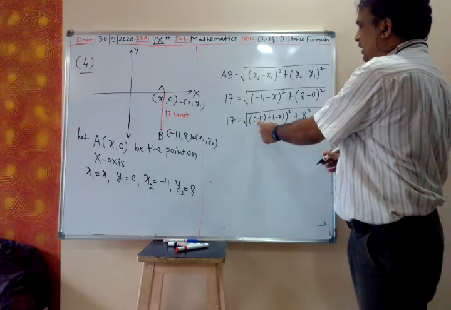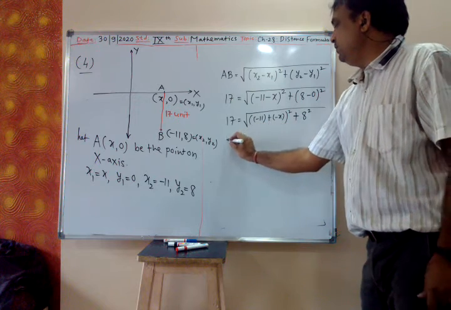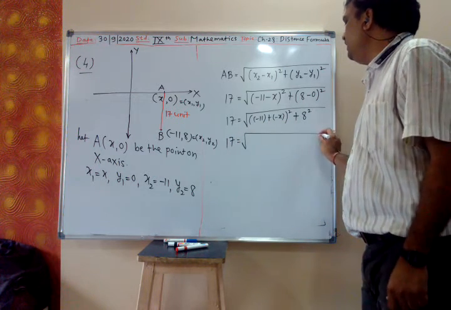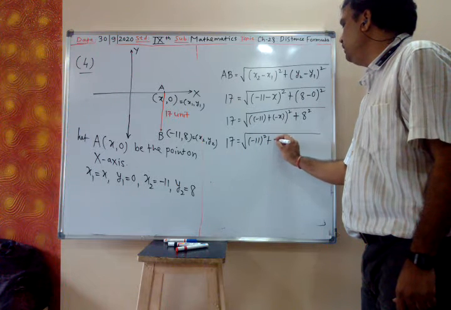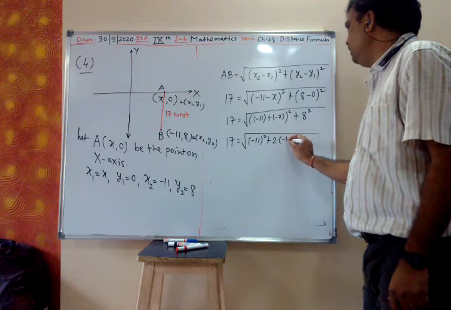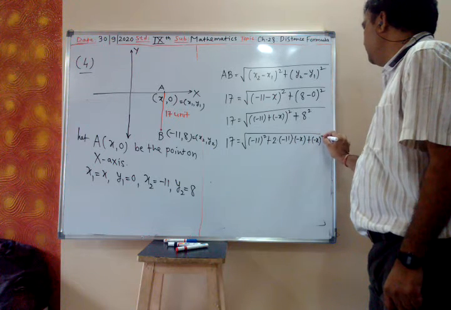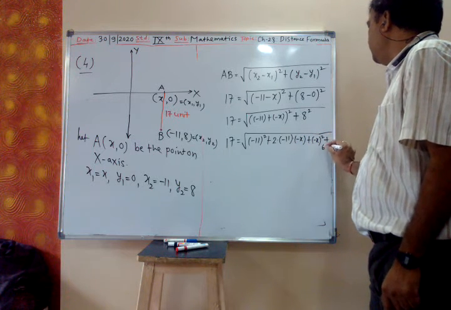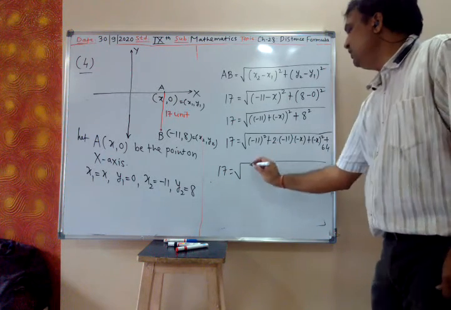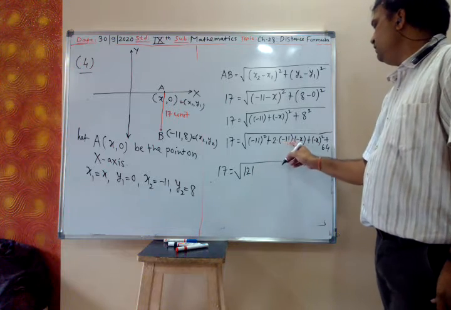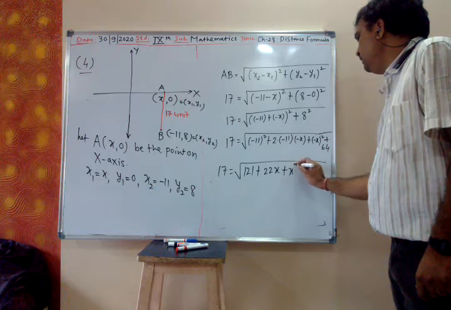And now use the formula (A plus B) whole square. So that will be A square, that is (−11) square, plus 2 into (−11) into (−x), plus (−x) square, plus 8 square, which is 64. So you will get 17 is equal to the square root of 121 plus 22x plus x square plus 64.